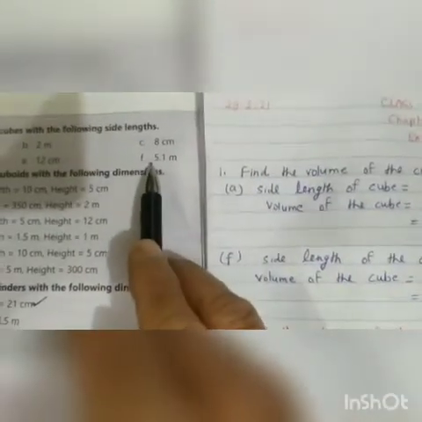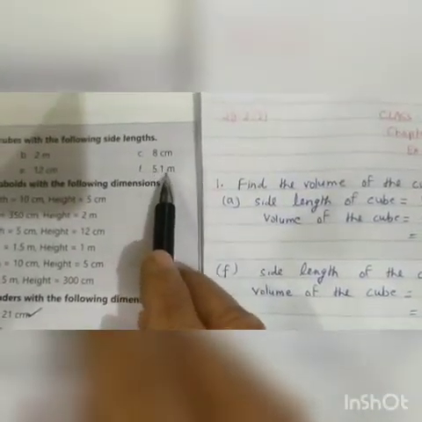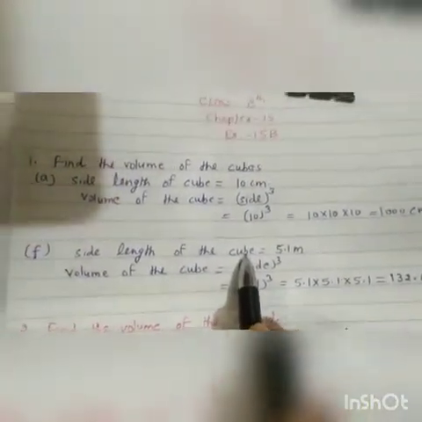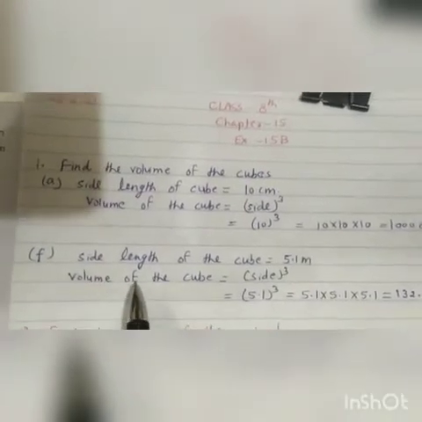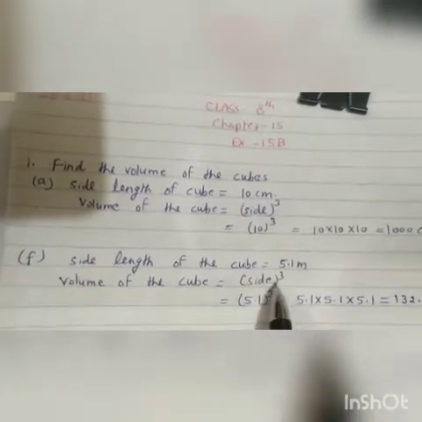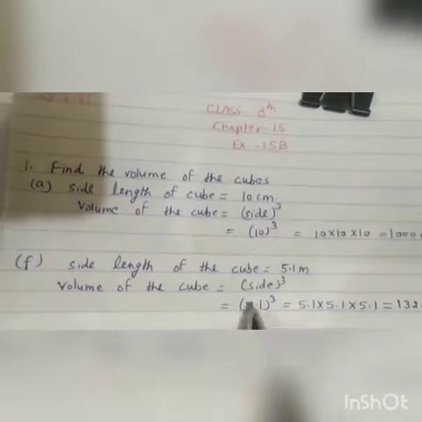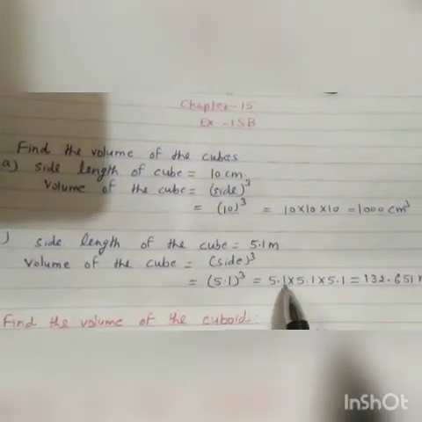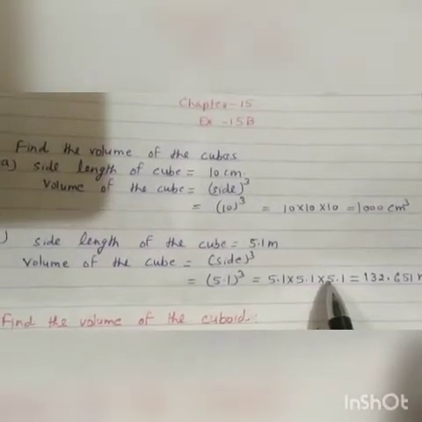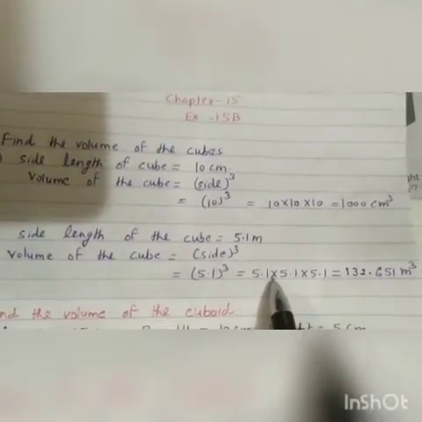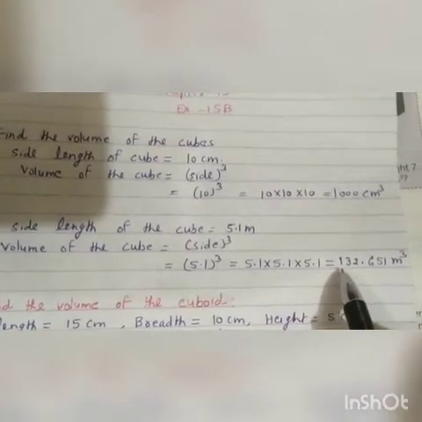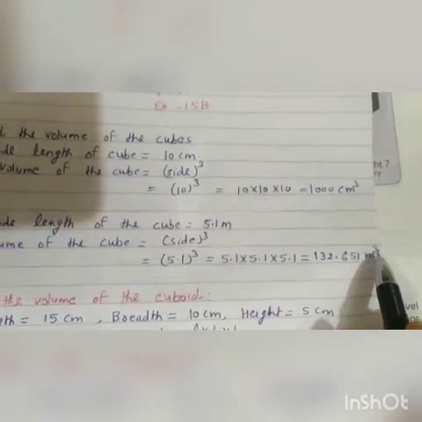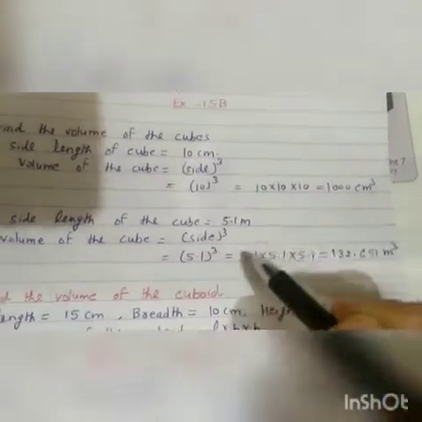F part. In F part, side of cube is given 5.1 meter. So side length of the cube is 5.1 meter. Volume of the cube is equal to side whole cube. It is 5.1 whole cube. We will multiply 5.1 three times. So 5.1 into 5.1 into 5.1. When we multiply this 5.1 three times, we get 132.651 cubic meter. So it is very simple.